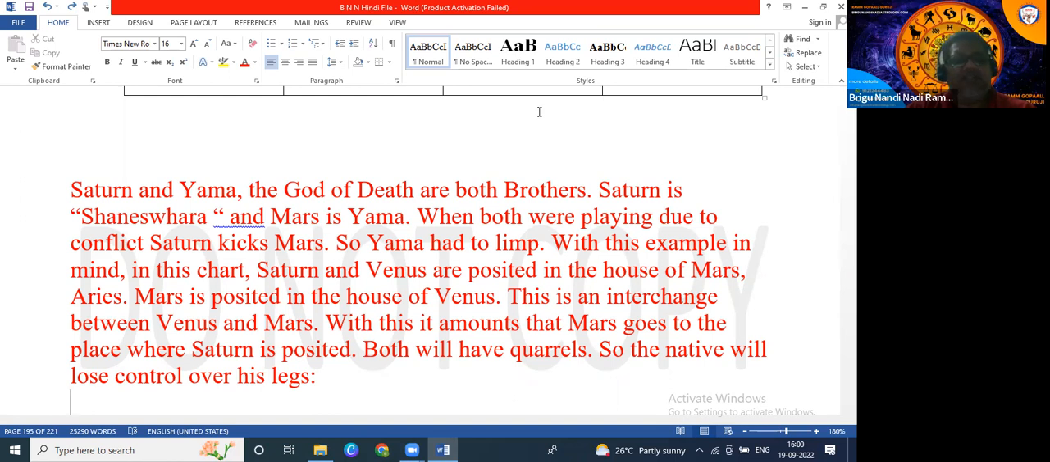With this example in mind, in this chart, Saturn and Venus are posited in the house of Mars, and Mars is posited in the house of Venus in Aries. So there is an interchange between Venus and Mars. With this, it amounts to Mars going to the place where Saturn is posited. Both will have quarrels, so the native will lose control over his legs.